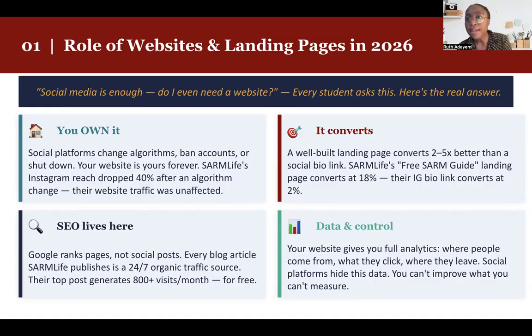All right. And finally, data and control. Your website gives you full analytics. Social media gives you choppy analytics. They're not there yet when it comes to full-blown analytics. Your website will tell you where people come from, where they click, where they live, okay, on your website. But social media platforms, they hide this data. You don't have the full picture of what's going on.